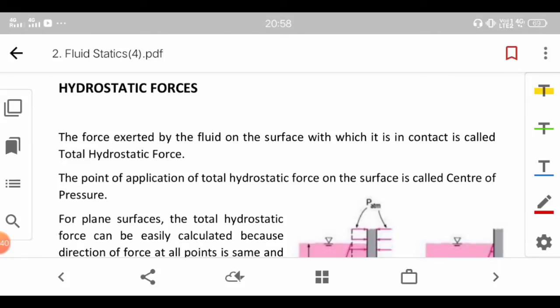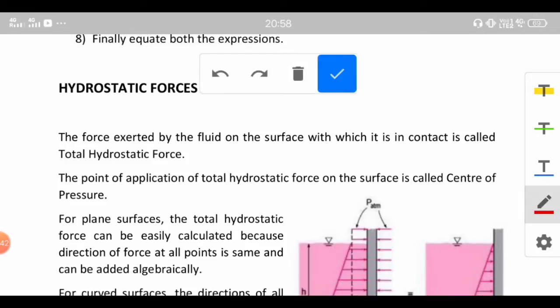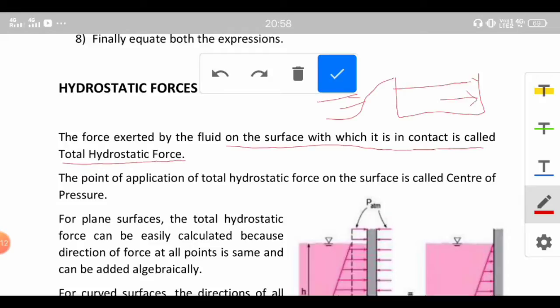So the force exerted by the fluid on the surface with which it is in contact is called the total hydrostatic force. So basically, whenever a fluid is in a particular container, suppose, wherever the fluid is in contact with any surface, the force that it will be exerting on it will be known as the total hydrostatic force.